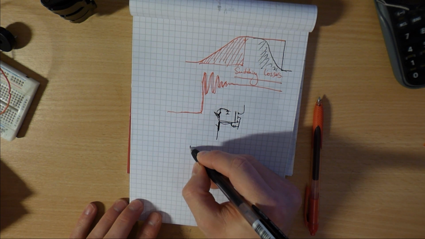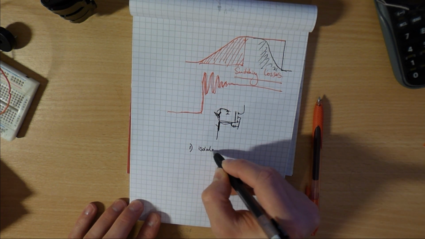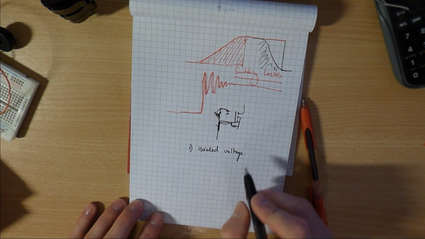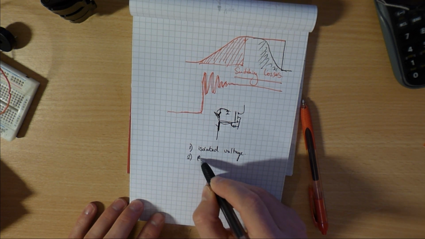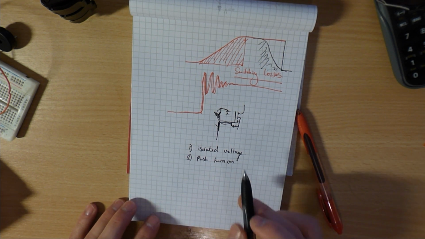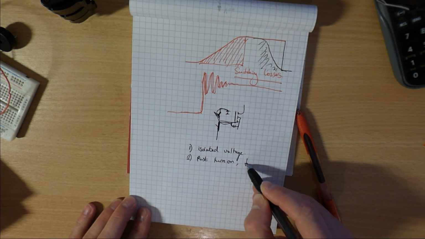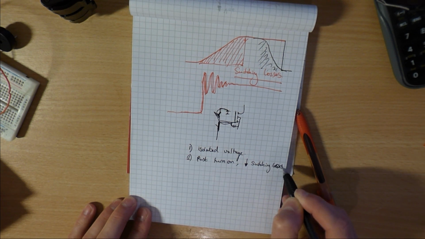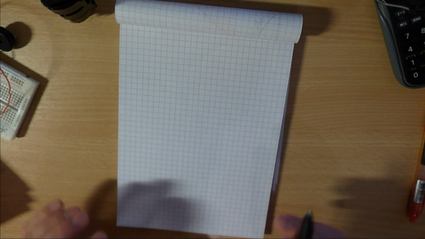Two main points to take away. The first one, it provides an isolated voltage source to turn the gate on. It also provides fast turn on of the IGBT or MOSFET, which will in turn help reduce your switching losses. Now, let's actually start designing this.